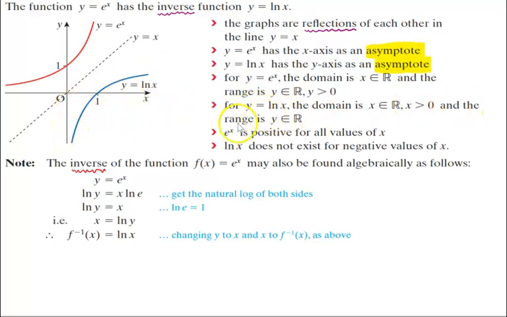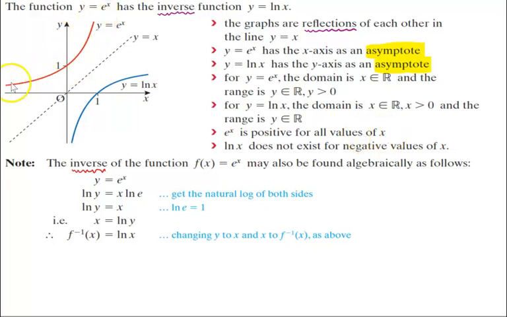And the range of the blue curve is y as an element of the real number set. So the range, the outputs, will be the real number line. So again, positive, negative, whole numbers, fractions, decimals, rational numbers, and so on. e to the power of x is positive for all values of x.